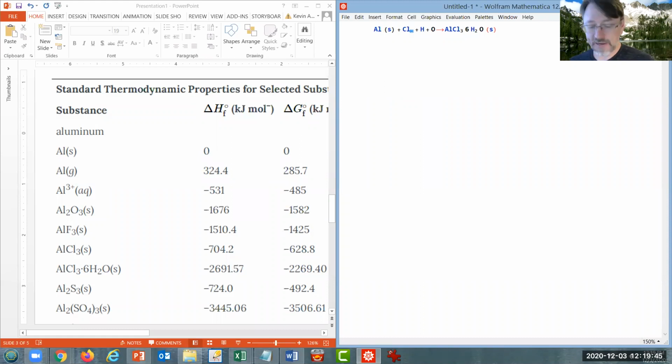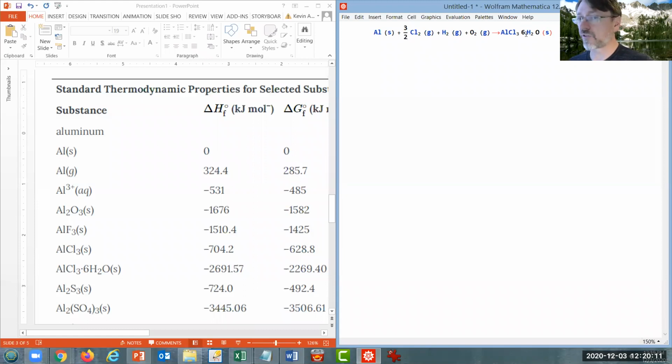Chlorine is a diatomic gas at room temperature. Hydrogen is a diatomic gas at room temperature, and oxygen is a diatomic gas at room temperature. Now we balance the stoichiometry. How many aluminums do we have on the right-hand side? 1. How many chlorines do we have on the right-hand side? 3, so we need 3 on the left, which means we need to take 3 halves of a Cl2.